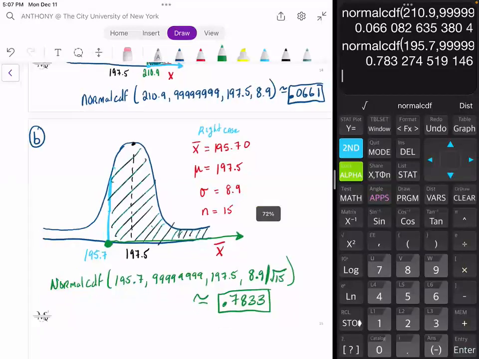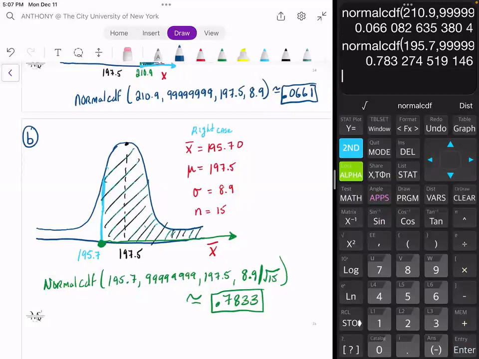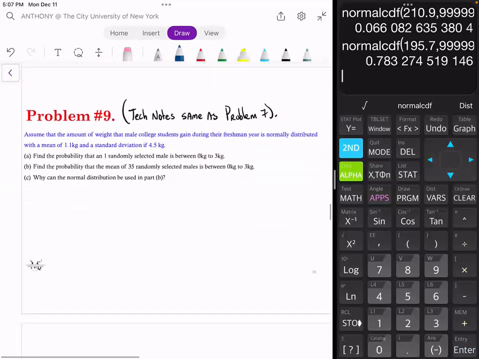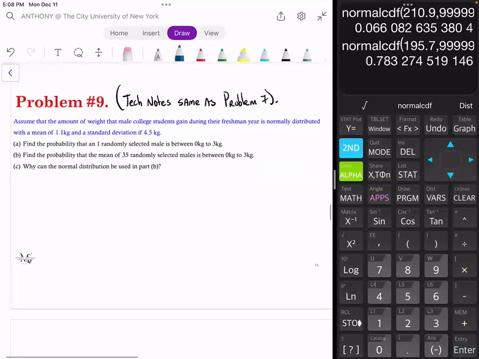In problem number 9, we have one more problem related to this. If you guess, well, we did the left case, we did the right case. There's only one more case to talk about, and that's the between case. To me, the between case is a little bit easier to deal with, only because it gives you precisely your lower and upper bounds. So let me read problem 9 and make a little bit of sense of it.